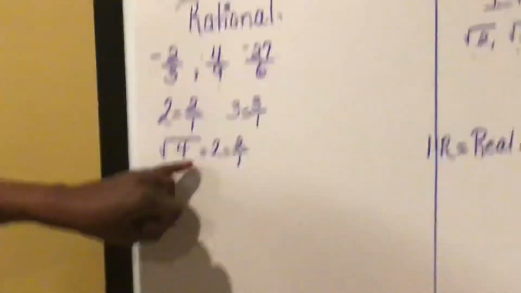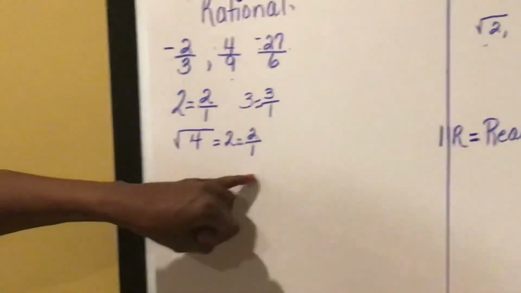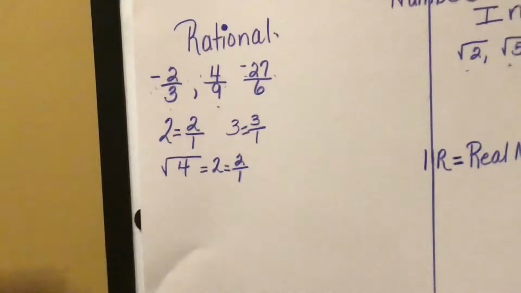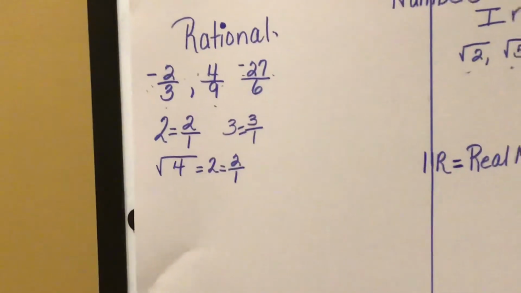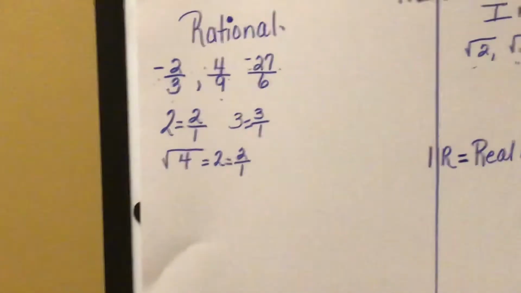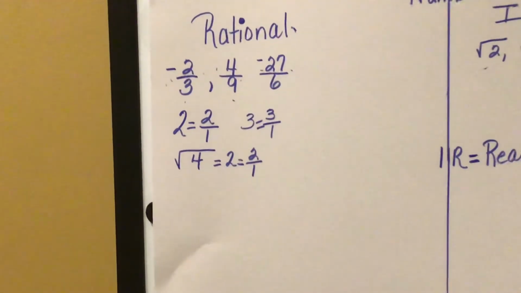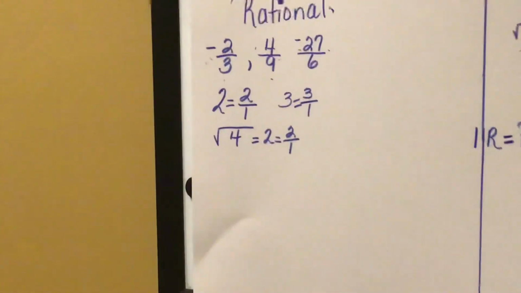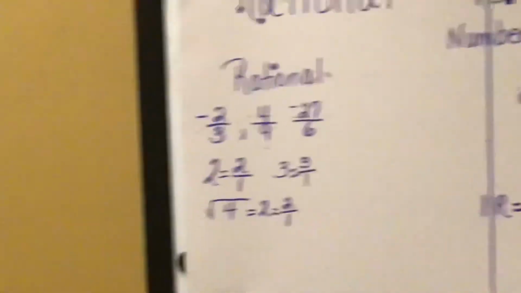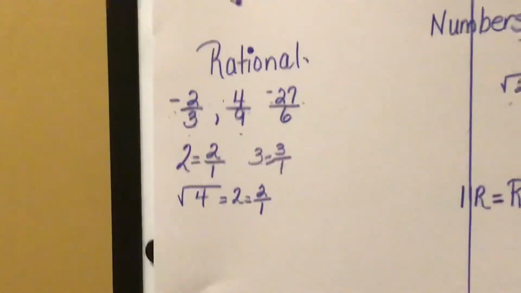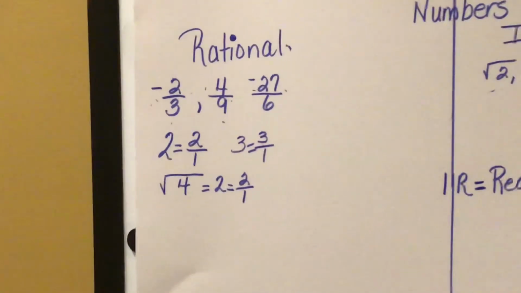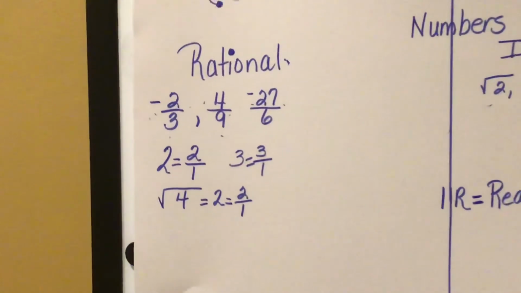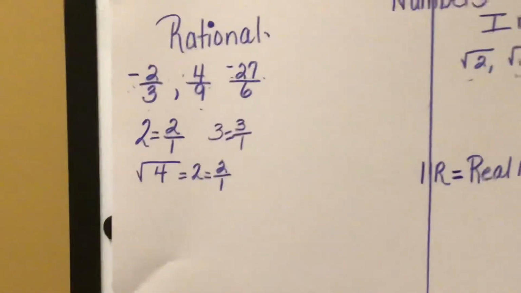Plus, you can take 2 and express it as 2 over 1, which is a fraction. So therefore, I have to leave that on the rational side. The square root of 4 is actually a rational number, so that's the difference, you guys, between rational and irrational numbers. Also, 1 can be written as a ratio of 2 integers, and the others cannot.